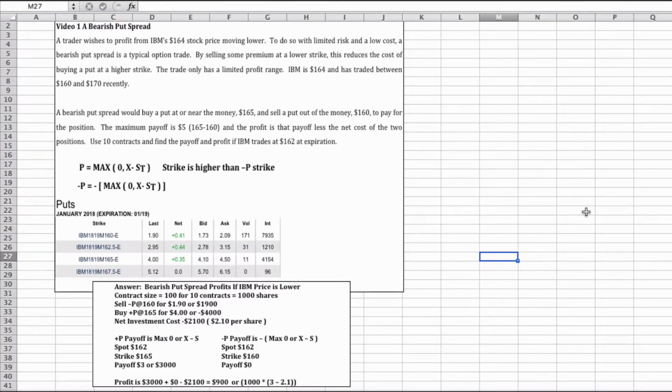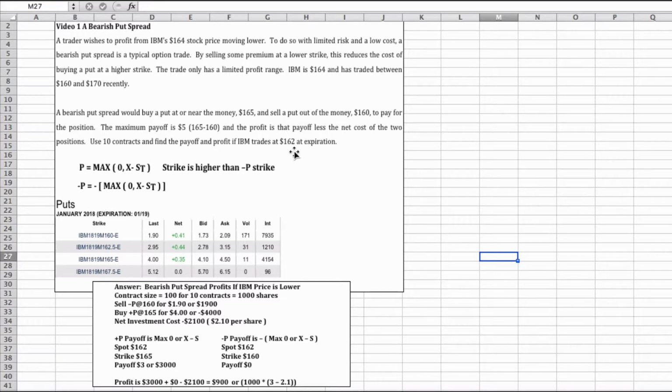So let's take a look and see how all this works out. The 10 contracts, 1,000 shares, money out of pocket, $4,000, $4, 165 strikes that you own. You sell to pay for that, the 160 strikes for 190, $1,900 out. So your net investment, $2.10 per share or $2,100. Now let's say that IBM moves to 162.